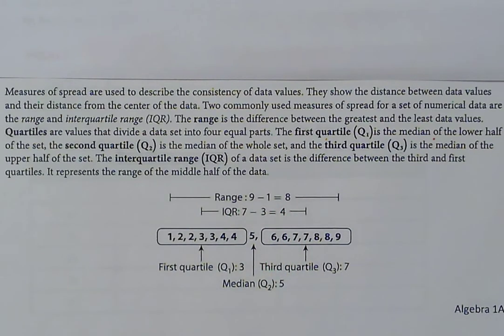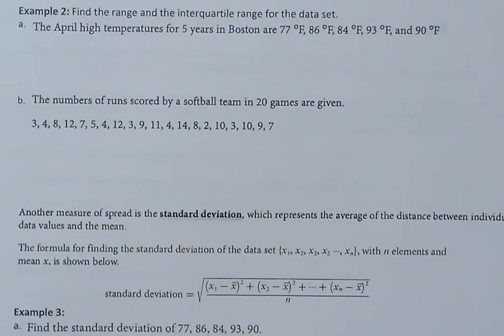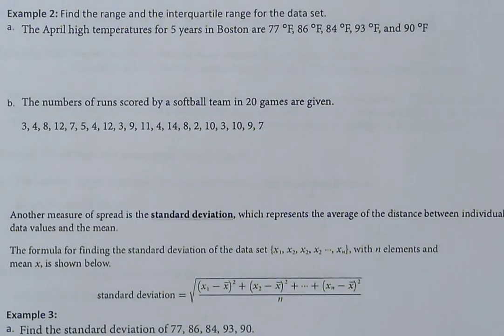So for example 2, they are going to ask us to go through and find the first quartile, the third quartile, and the IQR, and also the range for each data set. So let's go ahead and look at example 2 for our next part. Example 2 is going to ask us to find the range and the IQR for each data set.